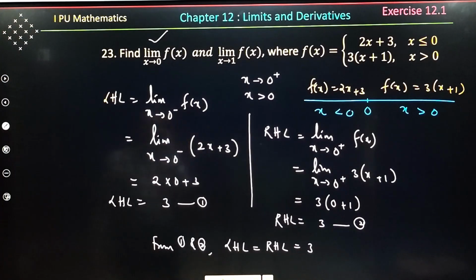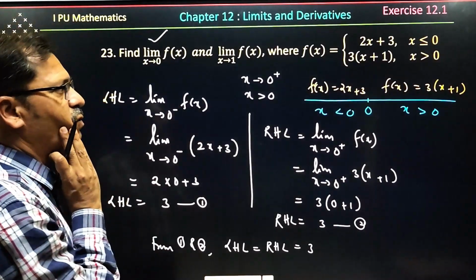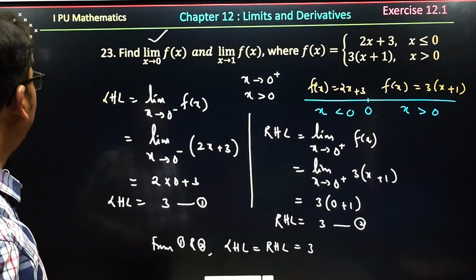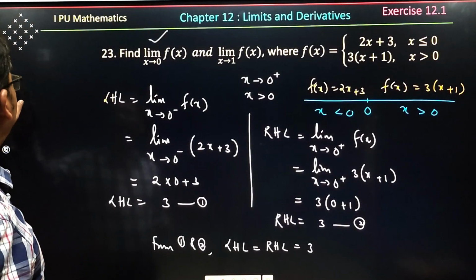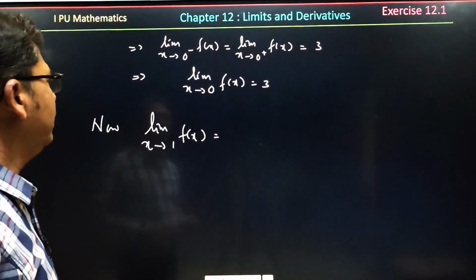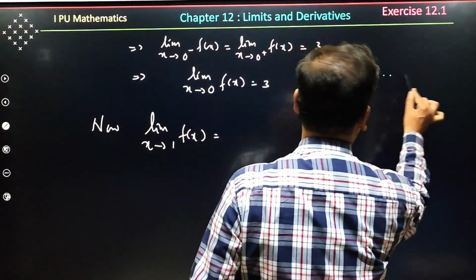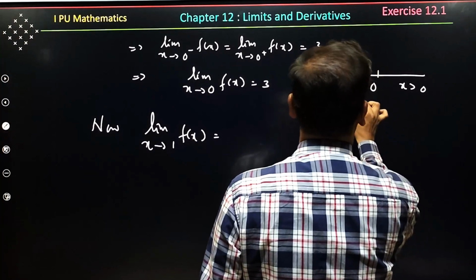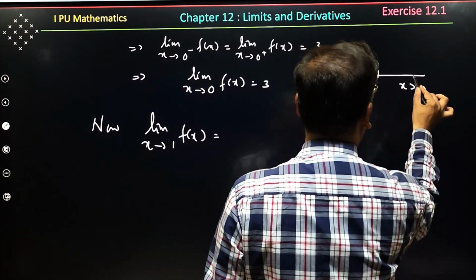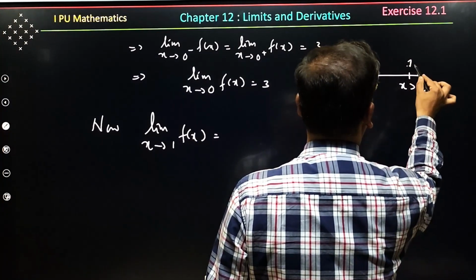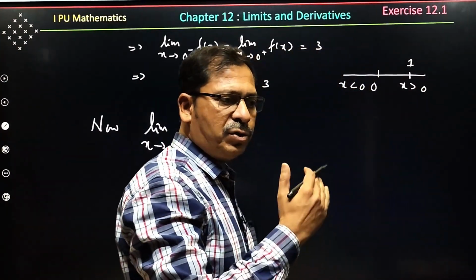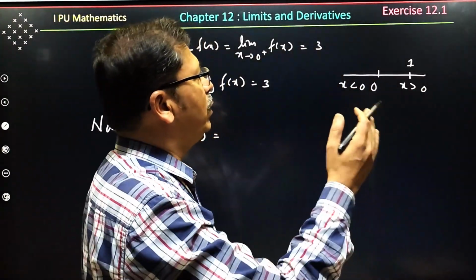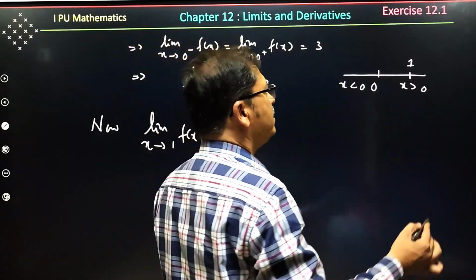For the next part, it is not necessary to calculate the left hand limit and right hand limit separately. You can calculate directly. See, this is 0, then x greater than 0 and x less than 0 here. Please concentrate here. This value is 1. After 0 we will get 1 here: 0, 1, 2, 3 on the number line.